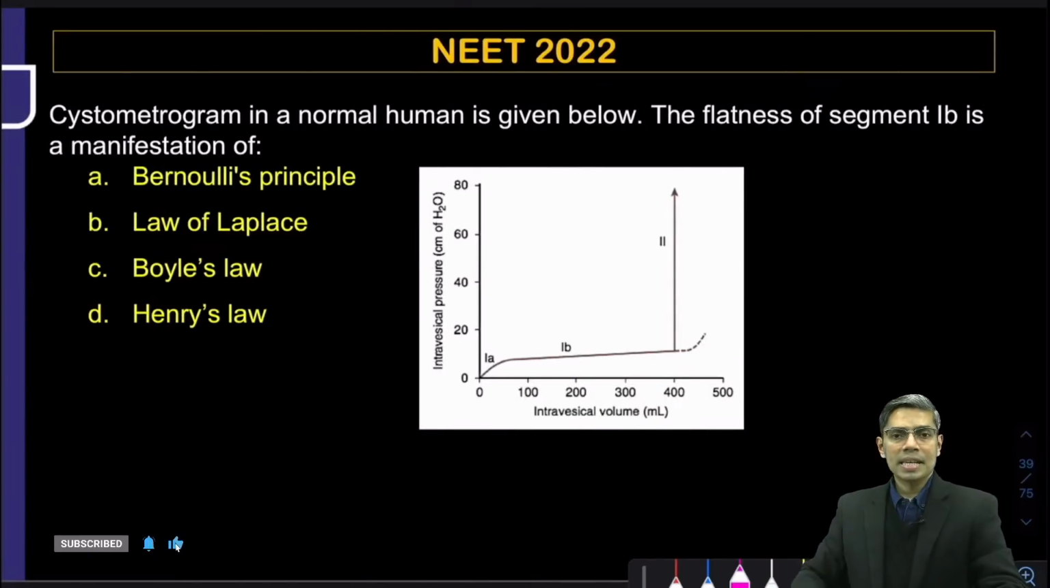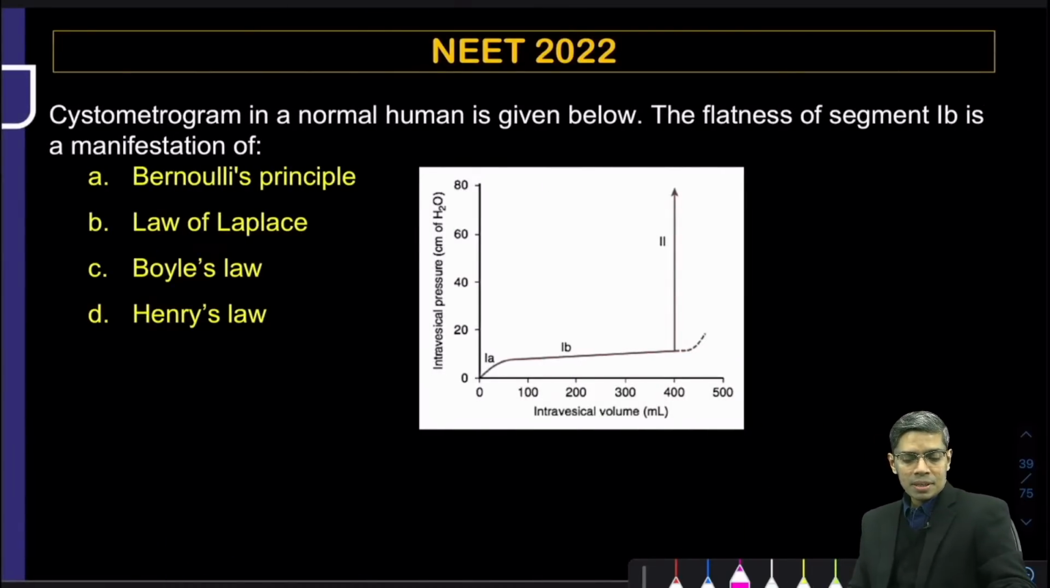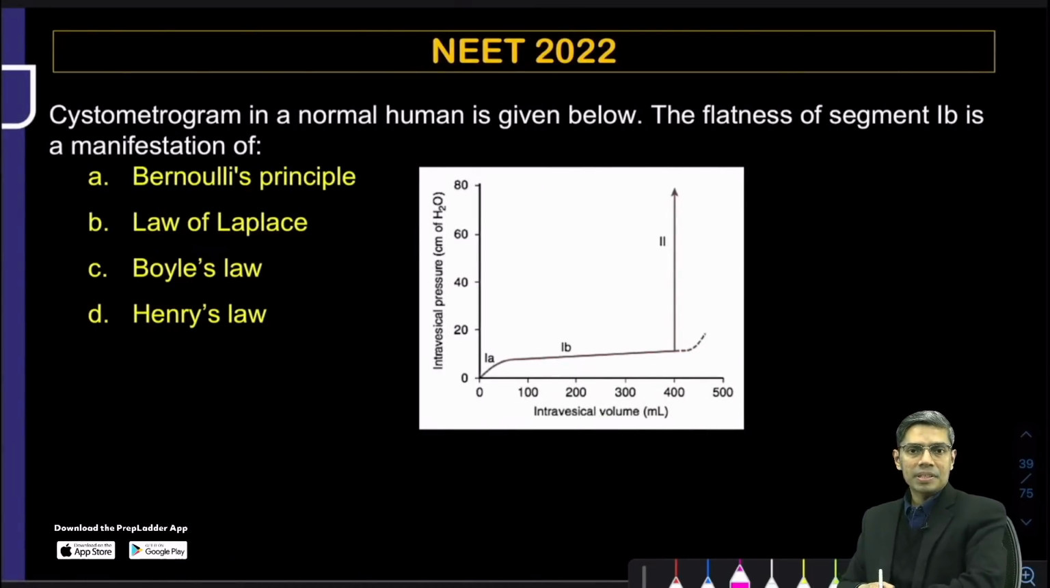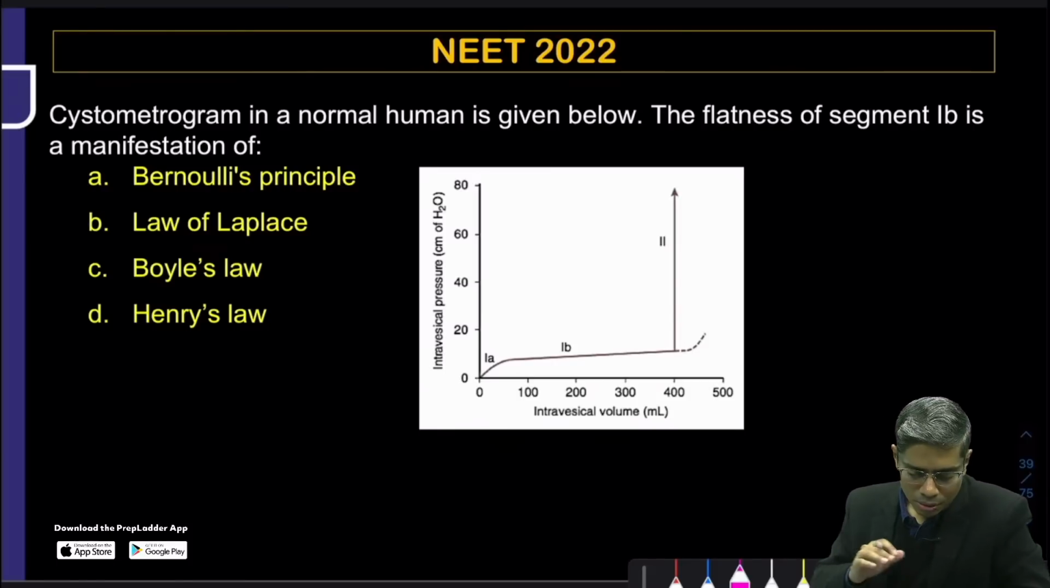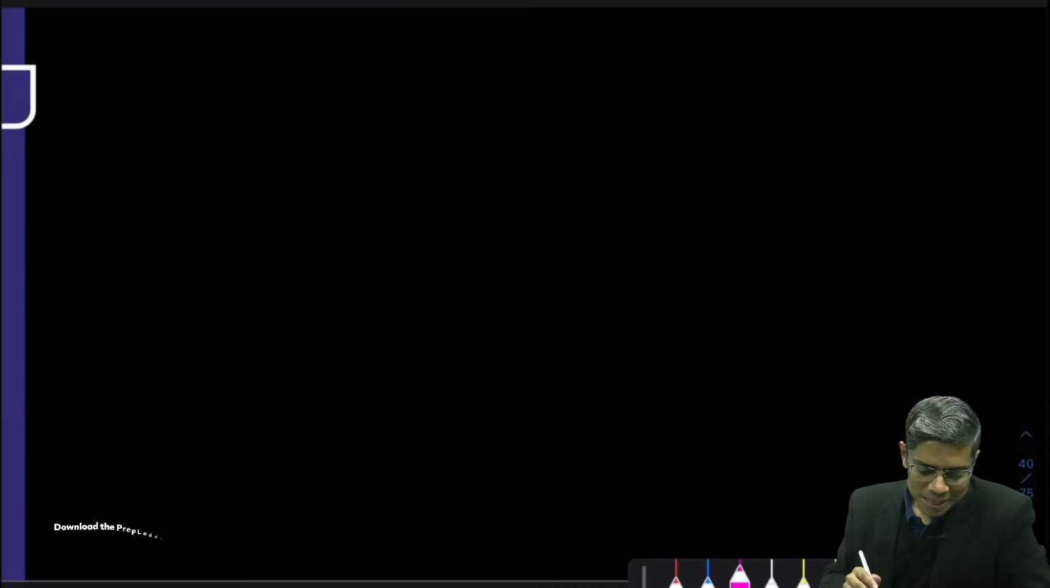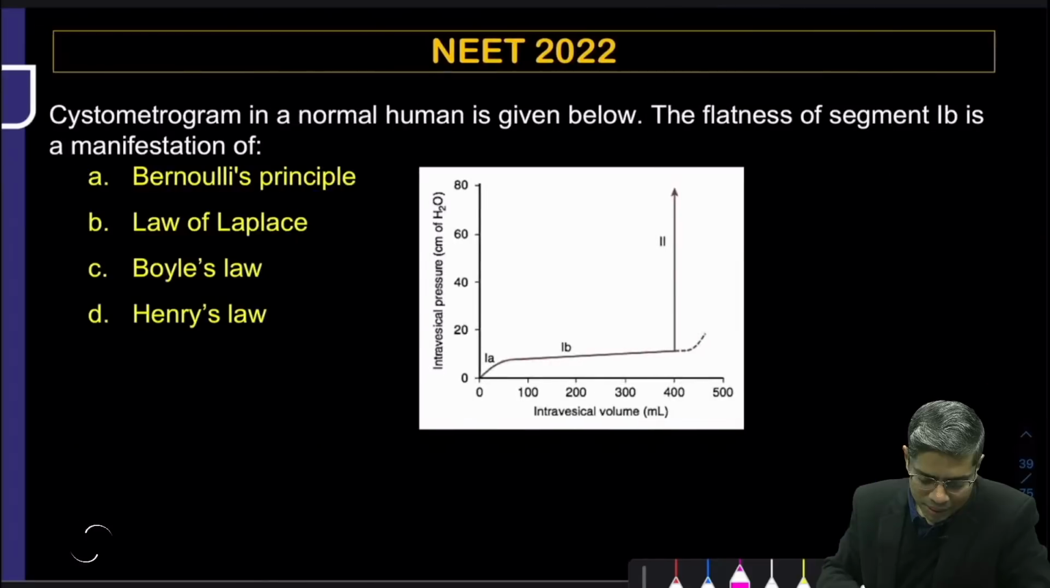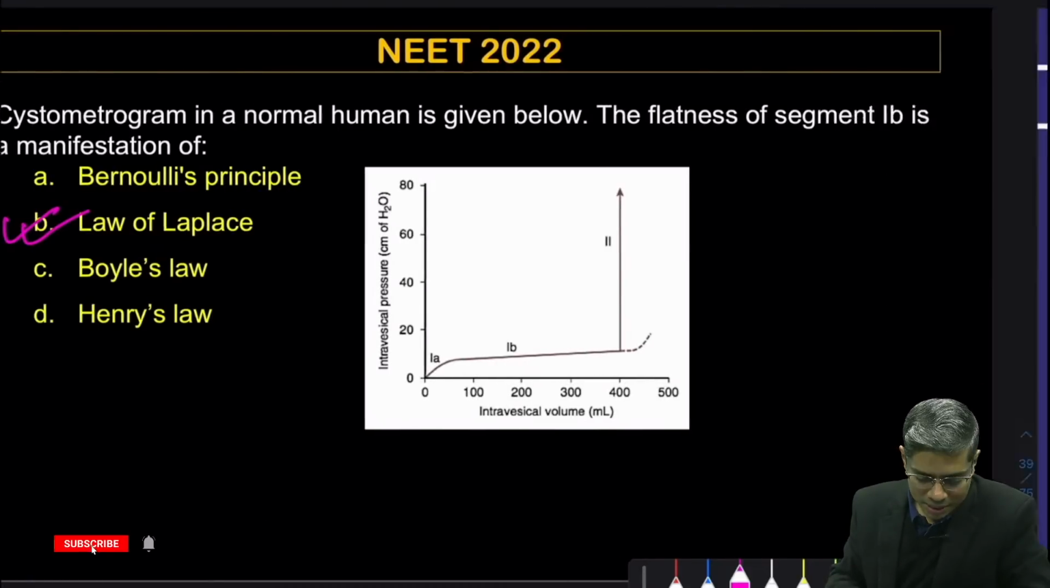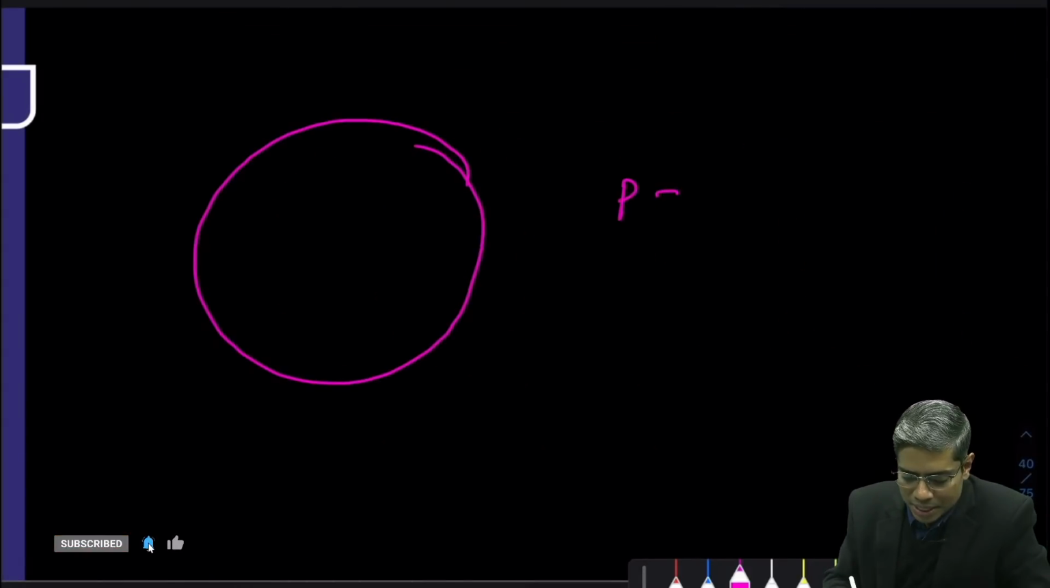Okay, चलो next question. Okay, so next question is, this is a repeat question in NEET. I hope all of you know the answer of this question. All of you will answer. I am 100% sure. Okay, so yes, so this is basically your Laplace law. Okay, law of Laplace is saying yes that P is equal to twice T by R.